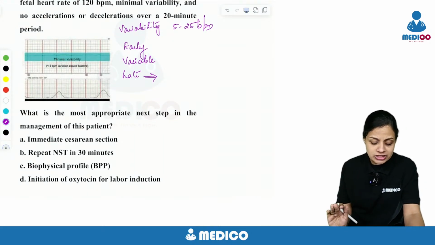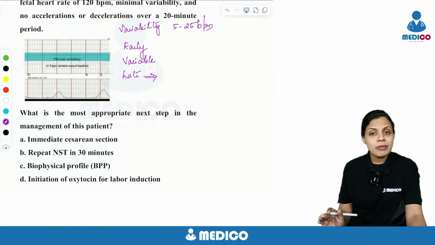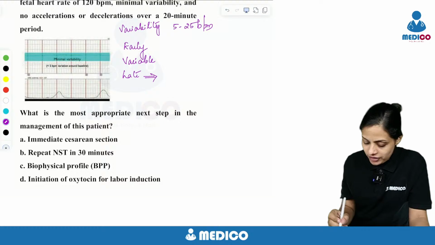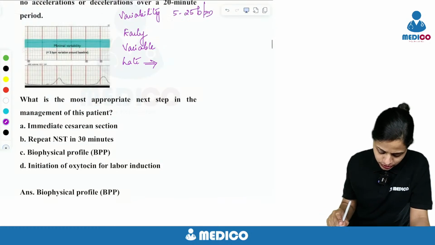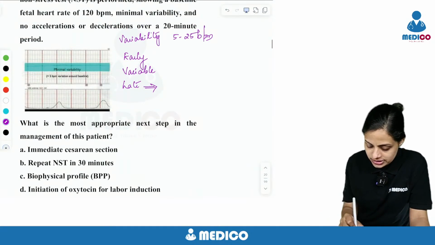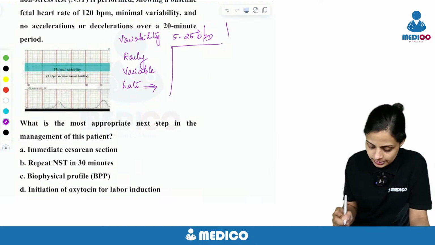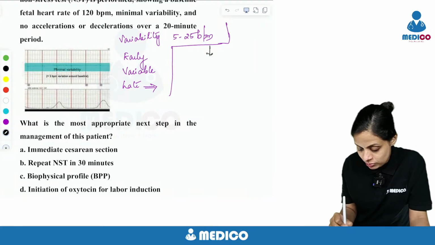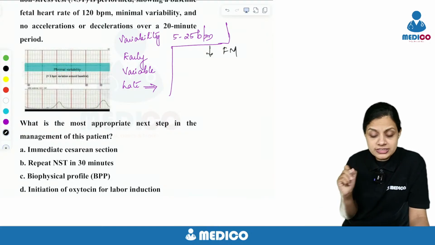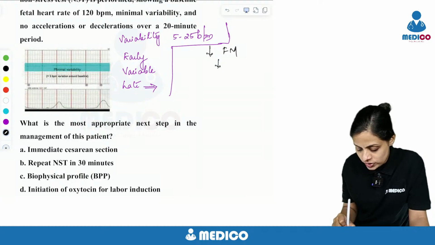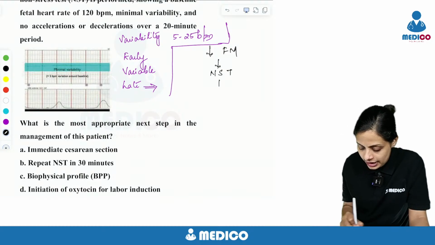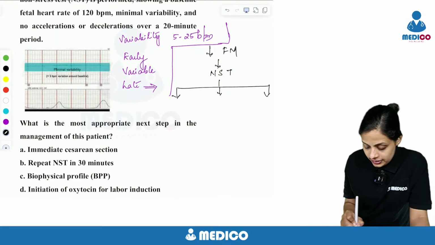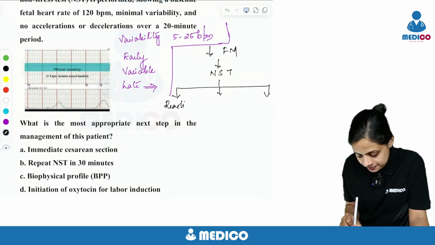Here she has come with decreased fetal movements. How do you manage a woman who has come with decreased fetal movements and minimal variability? Whenever you have a woman presenting with decreased fetal movements, what is the next thing that you do? The next thing that you do is perform an NST. And in the NST, what are the things that you will be looking for? You find the NST is reactive.